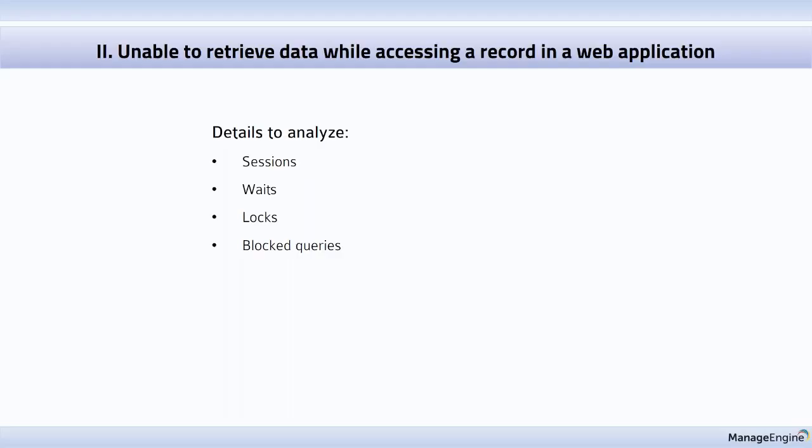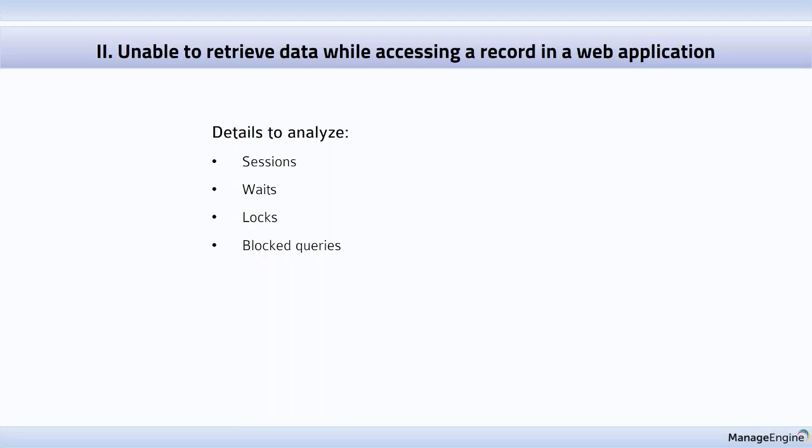So now we are going to discuss the second scenario where we are unable to retrieve the data while accessing a record in a web application. When you try to input data, you may get an error or a bad gateway error, etc. But there are certain scenarios where in the background the database might be busy. So we are going to see the background metrics that one needs to monitor.